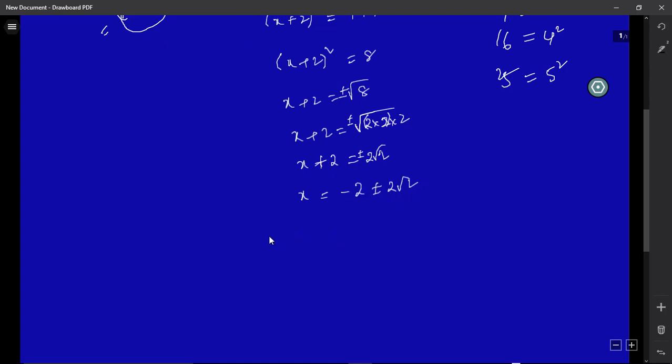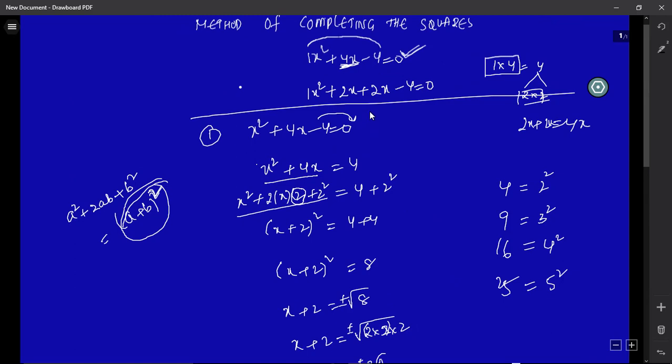So now we have two roots. One is with the plus sign. So this is how we read it: x is equal to minus 2 plus or minus 2 root 2. So one of the roots is minus 2 plus 2 root 2, and the other root is minus 2 minus 2 root 2. So we consider plus for the first root, and when we consider minus, we get the second root. So we now have two roots for this quadratic equation, right? So we were able to find the roots of this quadratic equation using the method of completing squares.